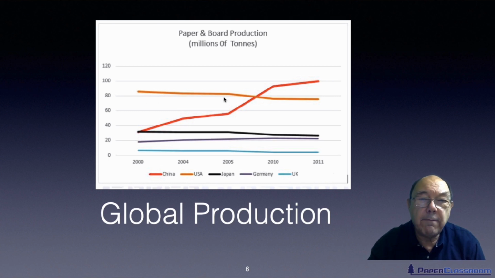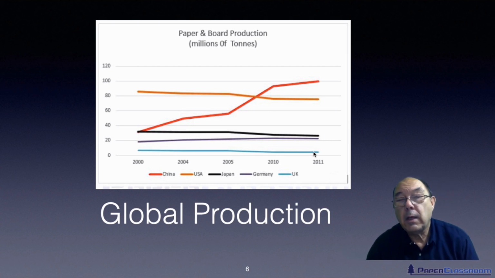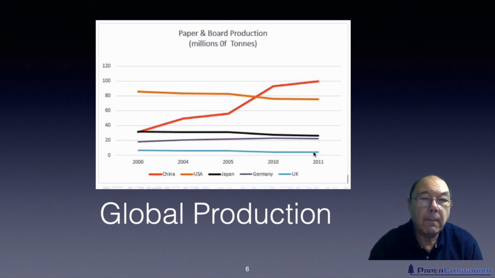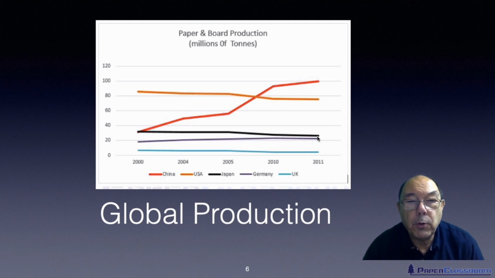America has been on a very, very slow decline. It's now the second largest producer in the world. Japan is also in a very, very slow decline. The UK is also in a very, very slow decline, less than 4 million tonnes in the year 2019. The one exception in Europe is Germany. Germany is doing very well. That's continued to have a very slow but sustained growth in paper and board production.